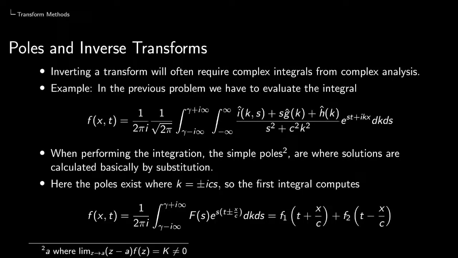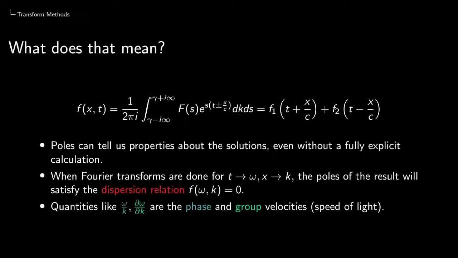And then if you do an inverse Laplace transform on that, you're going to get out two functions: one of the form f of t plus x over c, and one of the form f of t minus x over c. What that indicates is that the solution to this equation is going to travel in two different directions with speed c. So wherever t plus x over c is equal to some constant, the function is going to travel along those lines. And those lines are called characteristics.